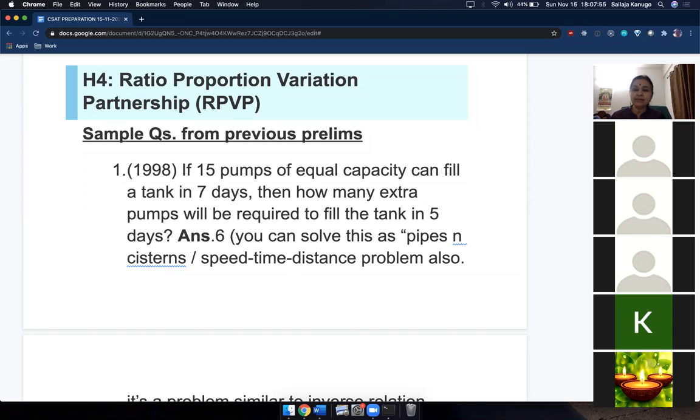Can anyone give examples for a direct? Any one simple example for direct? You can call it direct proportion and inverse proportion also. How are two things inversely proportional to each other, directly proportional to each other? One simple example. Anyone can give? Something in the chat box?